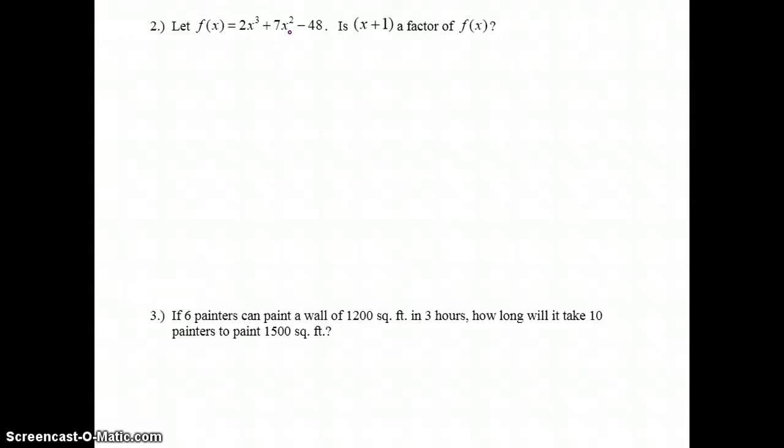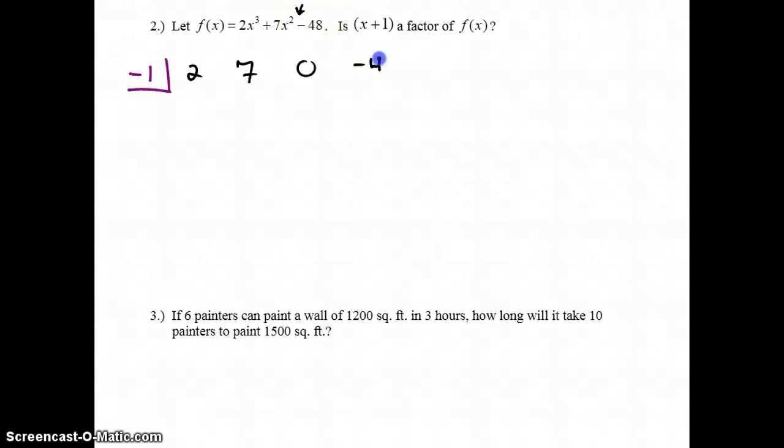But there's an easier way, I think. Let's put in negative 1 into synthetic division. If it's a factor, we should be left with a remainder of 0. If it's not, we'll have a remainder of something else. We've got 2x cubed, 7x squared, how many x's are there? 0 x's. It's missing that term, but you got to include it in synthetic division.